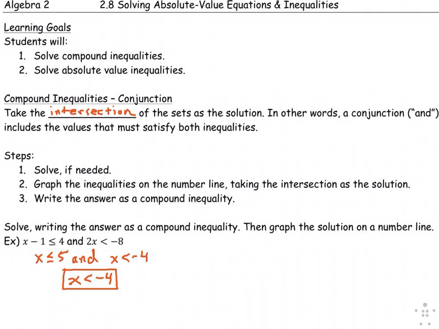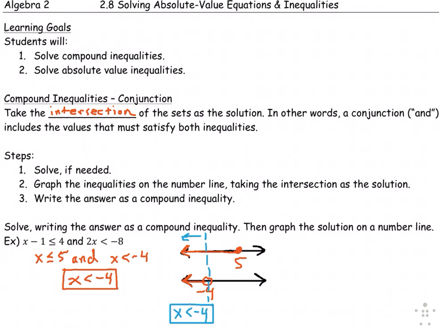To visually represent that, we can graph the solution on the number line first and then deduce what the final inequality will be. When I do this, I want to write each inequality separately, stacked vertically, as follows. Now we can see that there is overlap here if I were to combine these two graphs. And that's why x less than -4 is the answer.